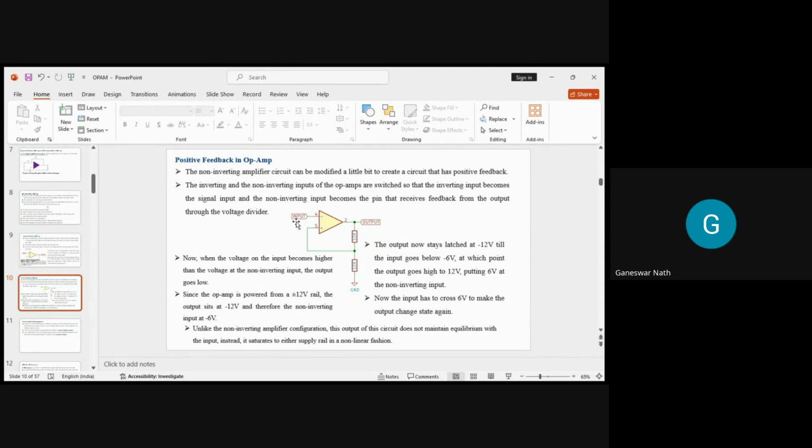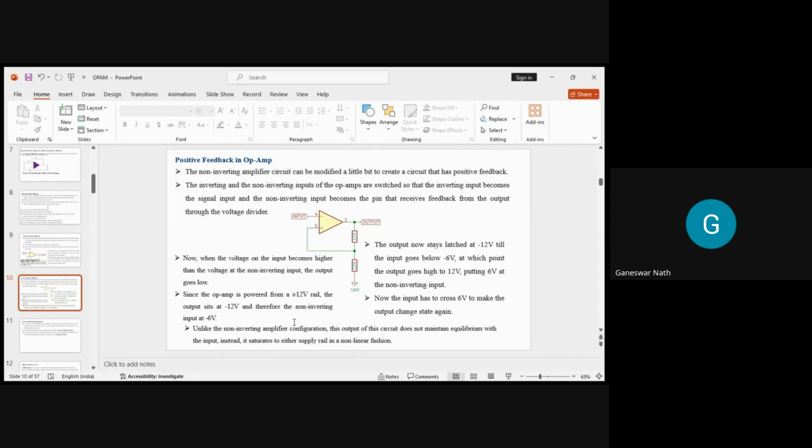You see, when the voltage at the input becomes higher than that of the non-inverting terminal, then you can find the output goes low. Since the op-amp is powered from plus or minus 12 volt and the output is minus 12 volt, therefore the non-inverting input is at minus 6 volt.